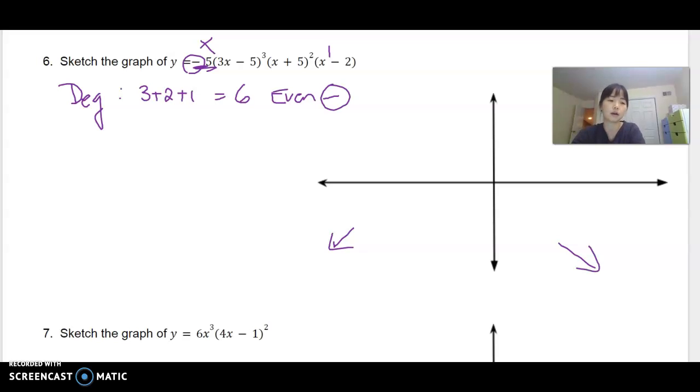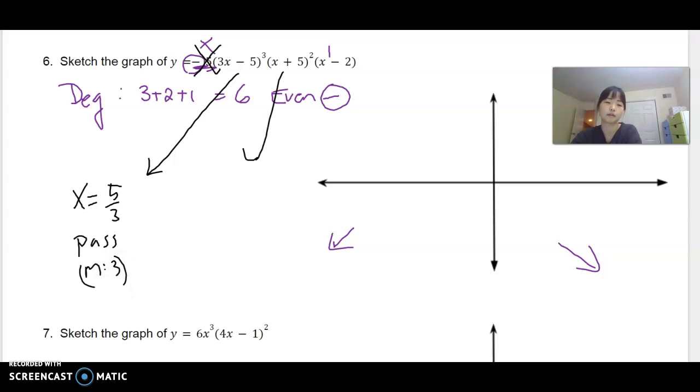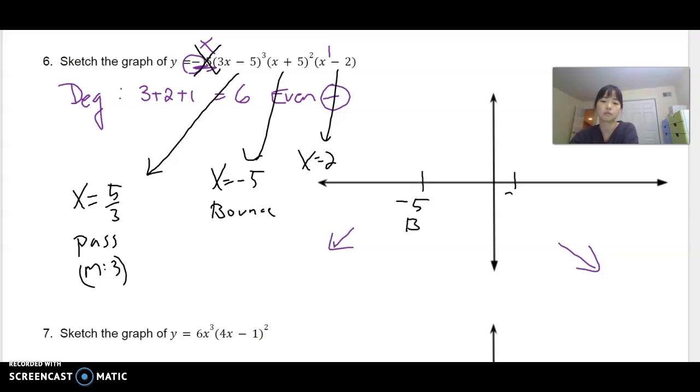The 3 zeros are, the 5 does not count because there's no x in it, okay? We are going to get 5 over 3, and that's going to pass. Why? Because multiplicity is odd. Middle, that's going to give us -5. It's going to bounce. I don't need to repeat, right? And this x is going to be 2. So we have -5, that's going to bounce. We have 2, that's going to pass because it's 1.